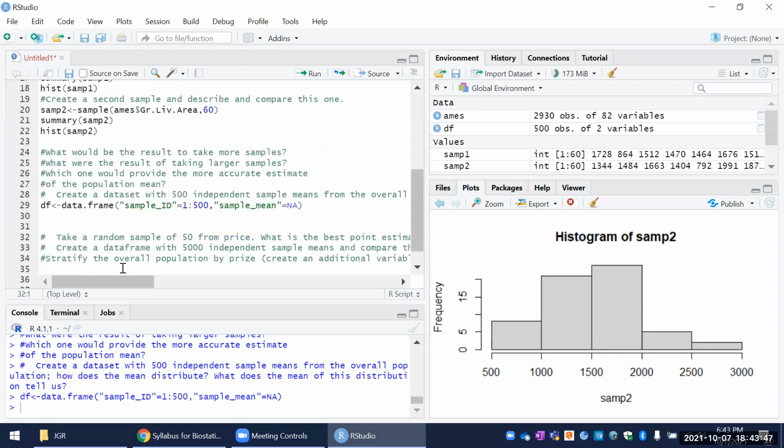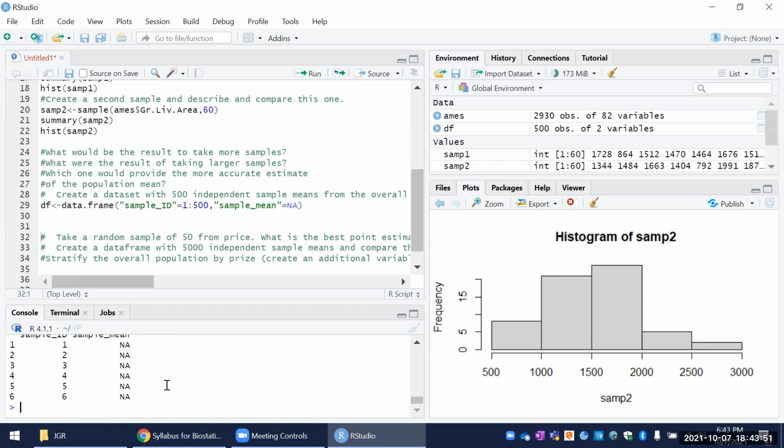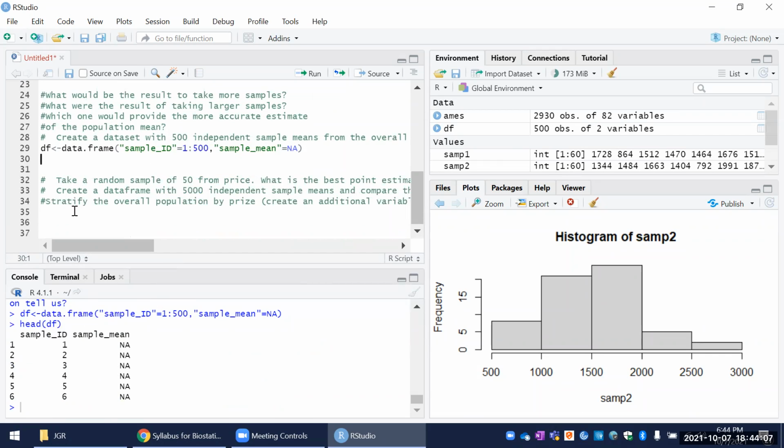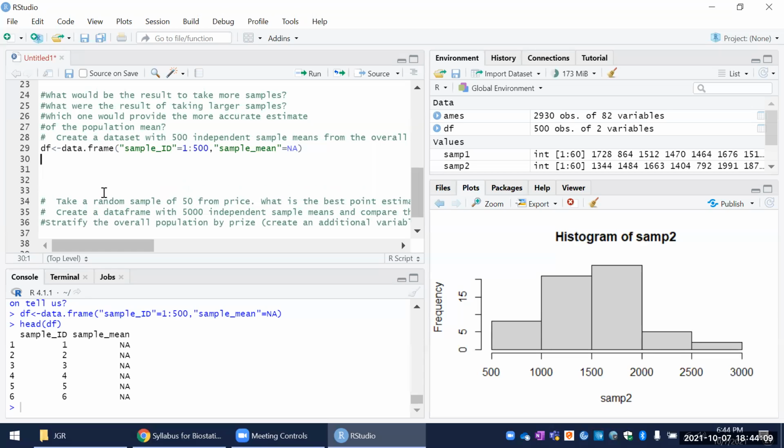So what does this create? So when we look now at head of df, we're getting now a data frame that contains a sample ID, and this continues 500 times. So head just shows you the first 6 entries. So we have 500 observations, and we have sample means set to NA. Because now we need these spaces.